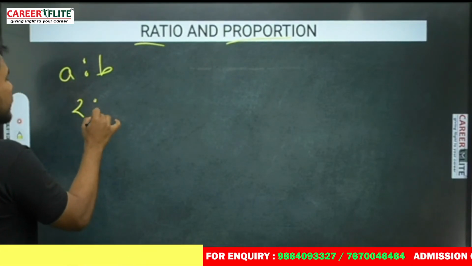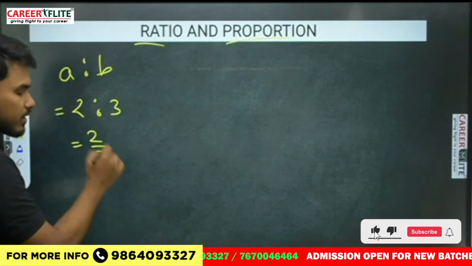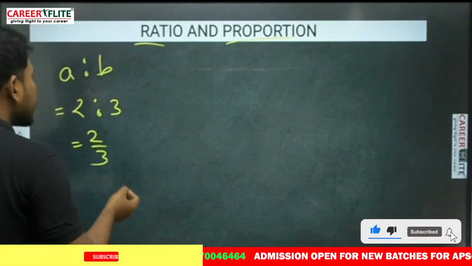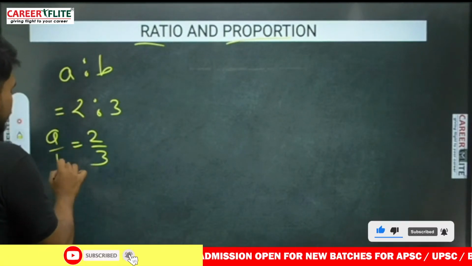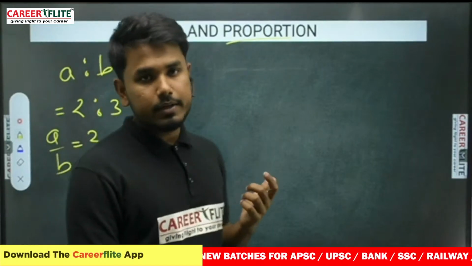It could be 2 is to 3. Like if A is to B is equal to 2 is to 3, that means this is 2 by 3, right? So we can write this as A by B is equal to 2 by 3.